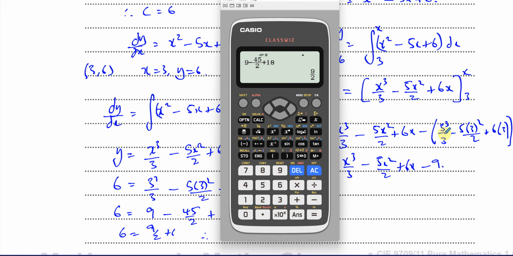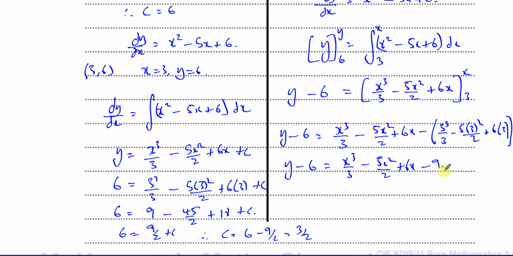Yeah, that's 3 cubed over 3. That's 9 minus 45 over 2, which was this, plus 18, 9 over 2. Okay, so therefore y is going to be x cubed over 3 minus 5x squared over 2 plus 6x minus 9 over 2 plus 6. So it's exactly the same as this.